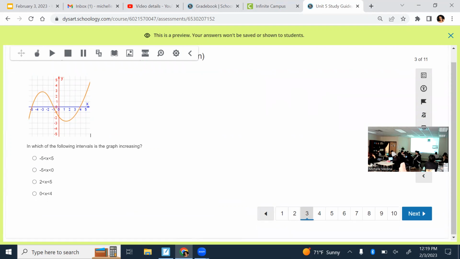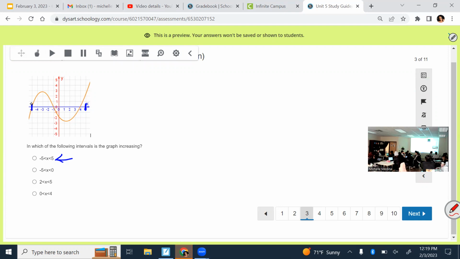It says, in which of the following intervals is the graph increasing? And it gives you the intervals down here. So let's look. -5 to +5. So I could do the math and figure out the average rate of change. However, I might not need to. So let's just kind of see. There's parts where it's increasing, parts where it's decreasing, and then increasing. So maybe I don't really want to make a decision on that one yet. We'll table that one.